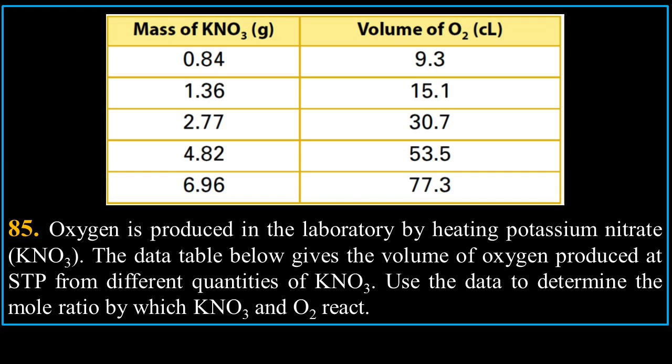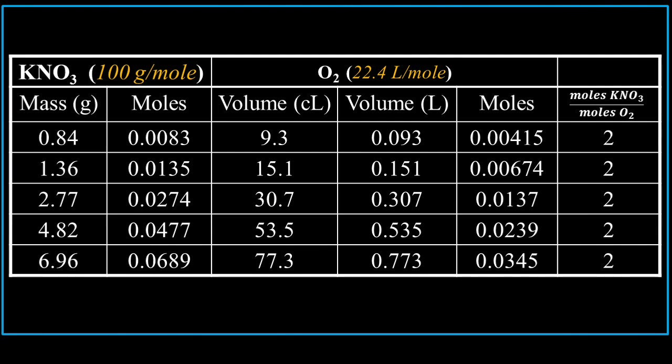Oxygen is produced in the laboratory by heating potassium nitrate. The data table below shows the volume of oxygen produced at STP from different quantities of potassium nitrate. Use the data to determine the mole ratio of potassium nitrate and oxygen reacted. So here is the data.